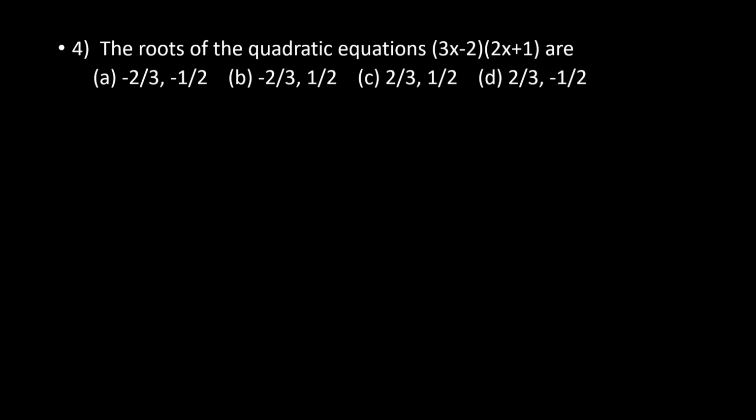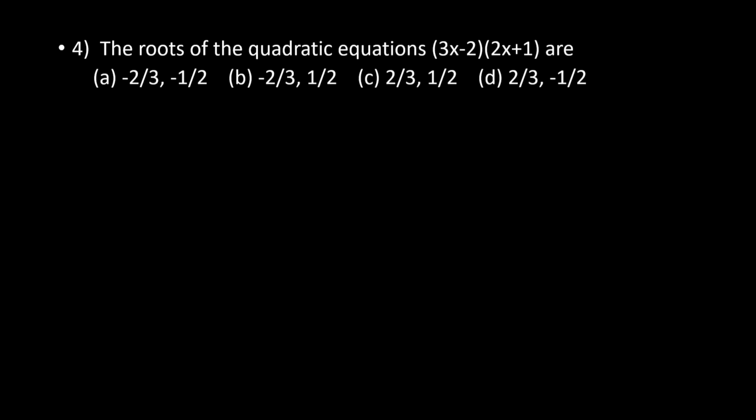Fourth one, the roots of quadratic equation 3x minus 2, 2x plus 1 are. Options are minus 2 by 3, minus 1 by 2; minus 2 by 3, 1 by 2; 2 by 3, 1 by 2; 2 by 3, minus 1 by 2. Here they said we need to find the roots for this quadratic equation. Here we have two brackets, is it right? One is 3x minus 2, another one is 2x plus 1 is equals to 0. Now we will separately equate those terms with 0.